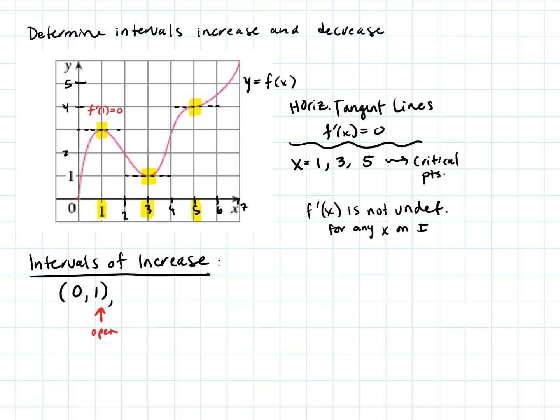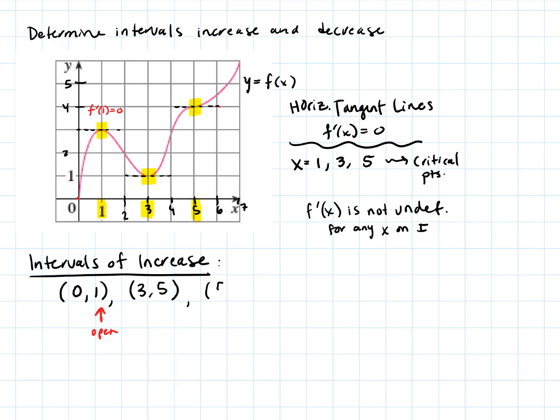And then the next open interval where we're increasing is from 3 to 5. And in a similar way, we cannot include 3 and 5 because we're not actually increasing at 3 or at 5. At those places, the curve has that instant where we hit 0 for a derivative. Okay? And it's not increasing or decreasing. For a second, it's not increasing or decreasing. It just has a slope of 0.